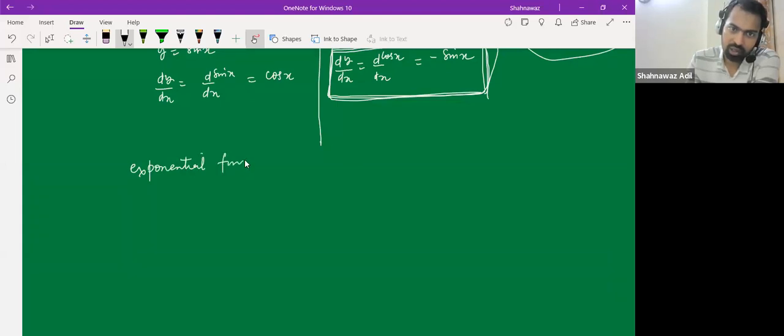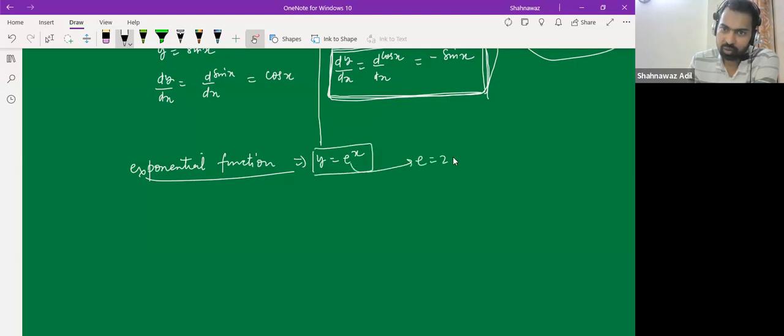And then we have the exponential function. For the exponential function, y is represented by e^x, where e is 2.71. And the differentiation of e^x is simply e^x.